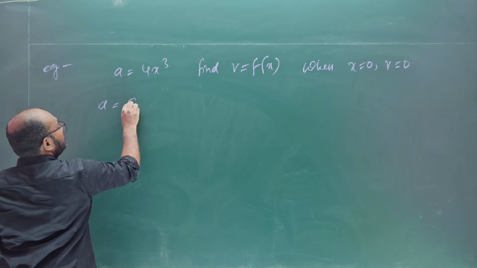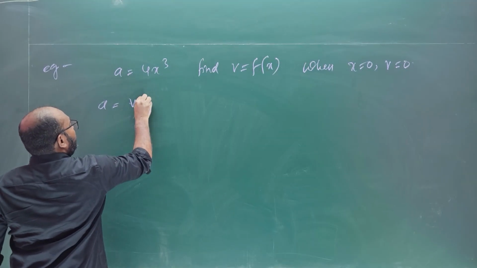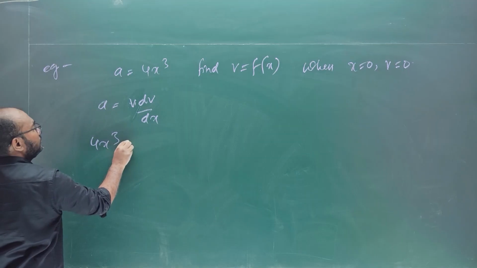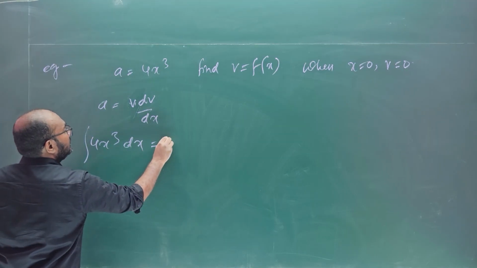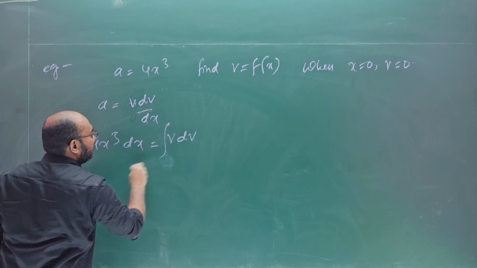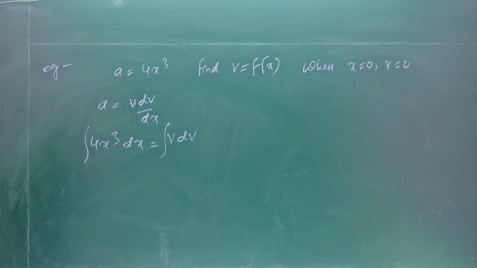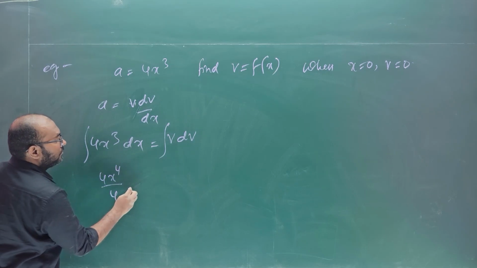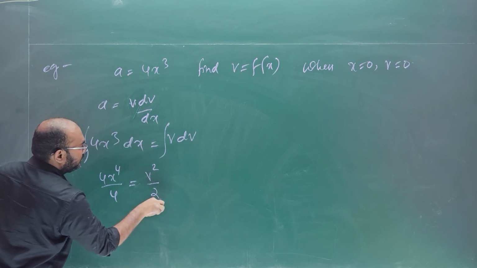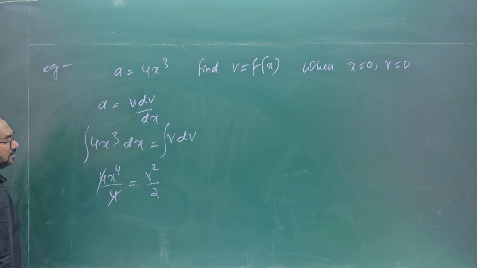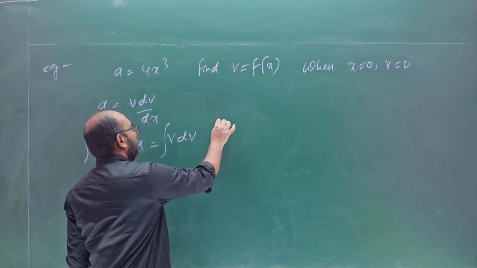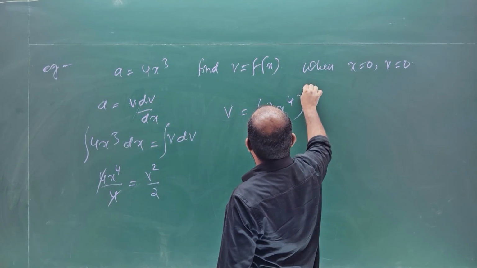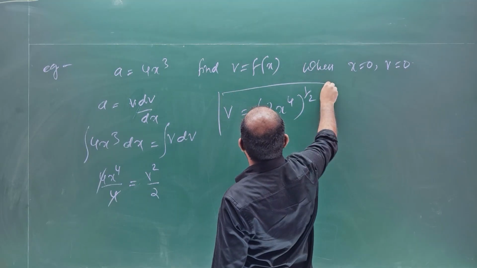Again, a is equal to v dv upon dx, and a is given as 4x cube. This can be written as dx, and v dv. Can I write like this? Okay, and integrating this, it becomes 4x to the power of 4 upon 4, which is equal to v square by 2. The 4 gets cancelled. So v is nothing but (2x to the power of 4) to the power 1 by 2.